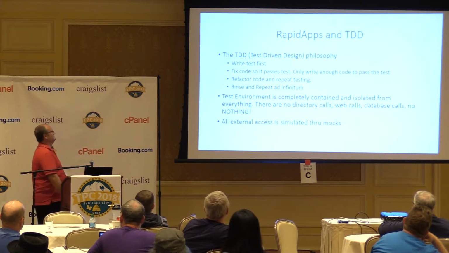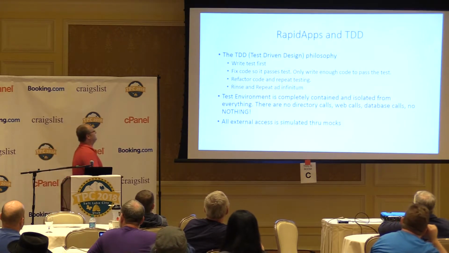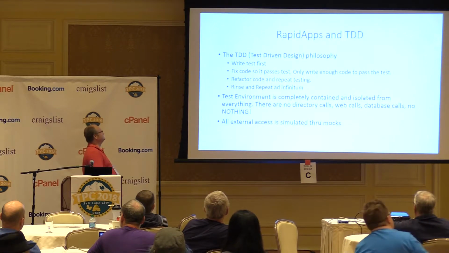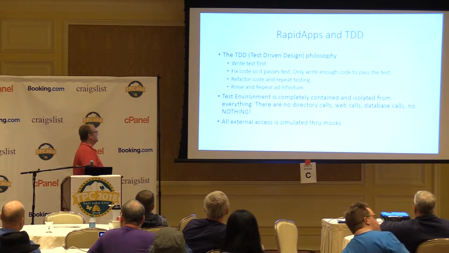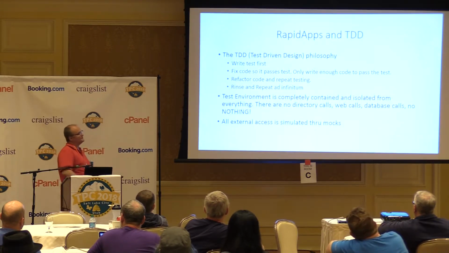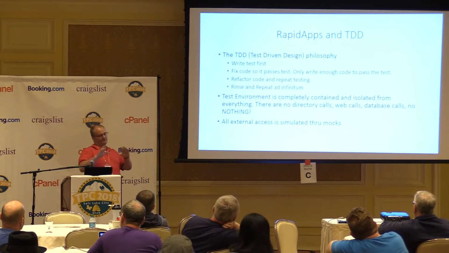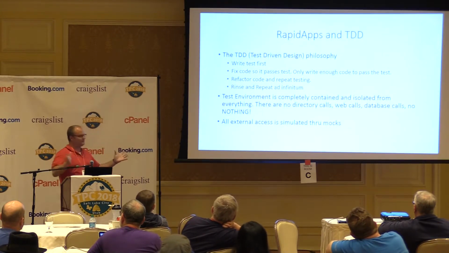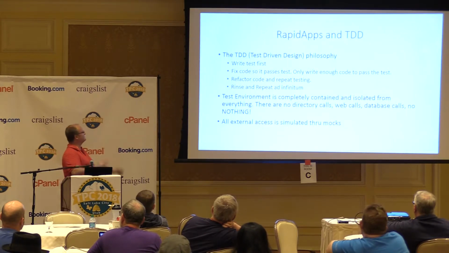Now we get into the meat. Where's the beef? Rapid apps and TDD, test-driven development. In a nutshell, it's basically write the test first, and when you run the test, of course it's going to fail because the method isn't there or the code isn't there to back it up. So then you write the code just so that it's going to pass just that thing. You don't throw a lot of features in. You keep it real simple.